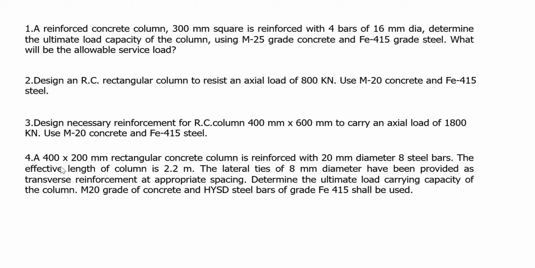Then the next question, a 400 by 200 mm rectangular concrete column is reinforced with 20 mm diameter Fe415 steel bars. The effective length of the column is given directly as 2.2 meter. The lateral ties of 8 mm diameter have been provided as transverse reinforcement at appropriate spacing. Determine the ultimate load carrying capacity of the column. Use M20 grade concrete and HYSD bars of grade 415 as reinforcement. So this is also an analysis question. You are asked to find the load carrying capacity of the column. So I hope you are able to do these questions. If you have any doubt, you can ask me.